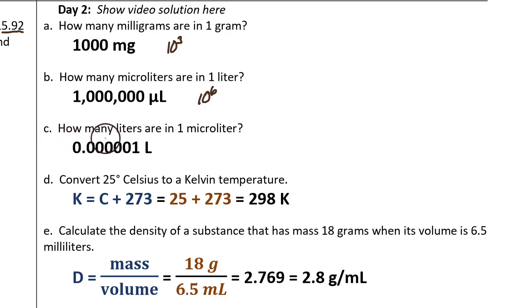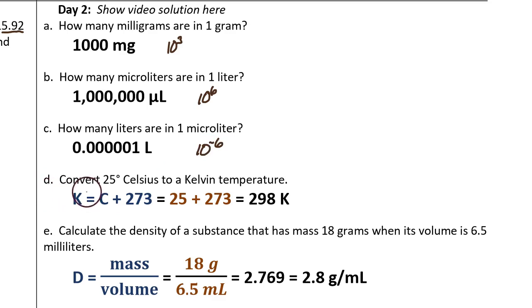Question C, how many liters are in 1 microliter? Notice this is the reciprocal situation of what was in question B. This time we're asking how many of that larger sized unit, the liter, would be in that very small unit, the microliter. So this time it's 1 millionth. A way to write 1 millionth with scientific notation is 10 to the negative 6th power.